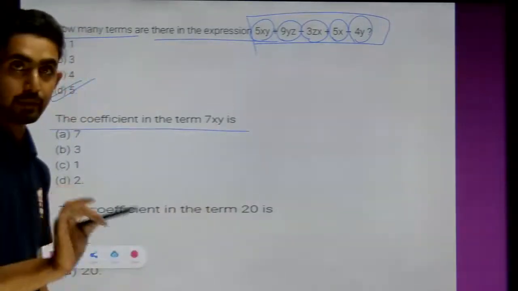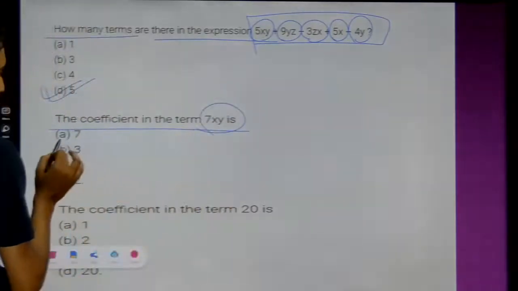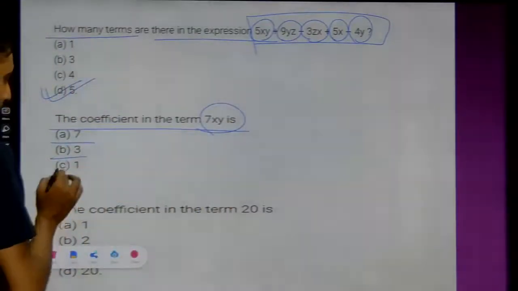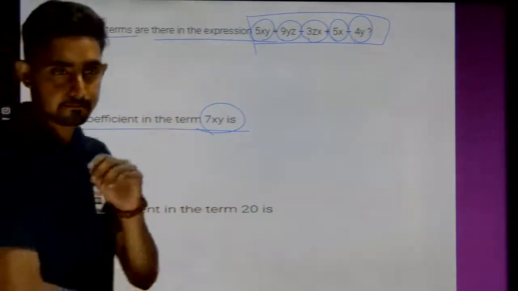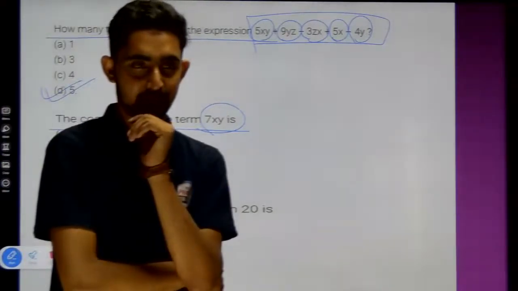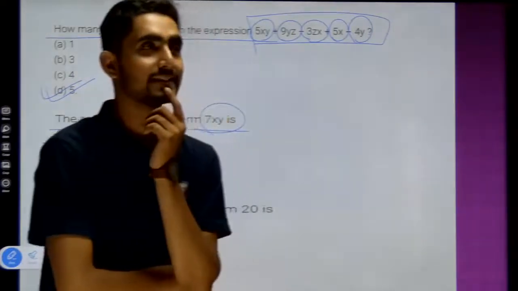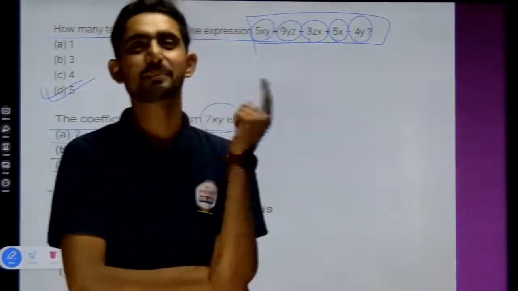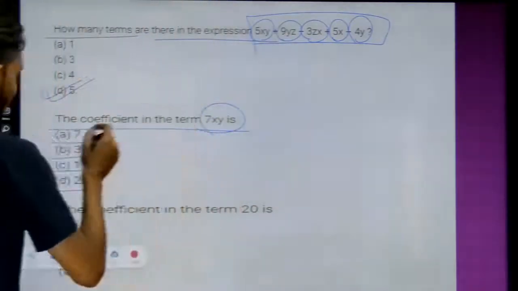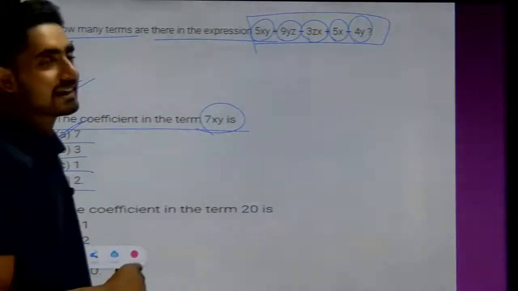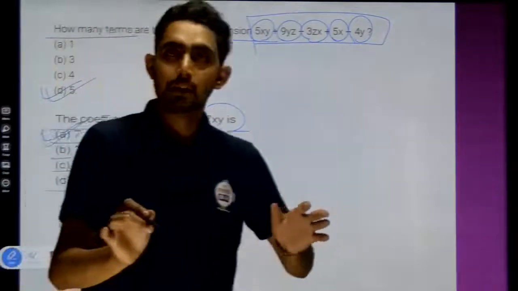Okay, now next question. The coefficient of the term, try to understand, the coefficient of the term 7xy is equal to what? Option number A, option number B, C or D. What is the coefficient of this 7xy? 7. Okay, lovely, very good. Your answer is coming like a cyclone. Very good. Okay, 7 is the correct answer. So option number A is the 100% correct answer.